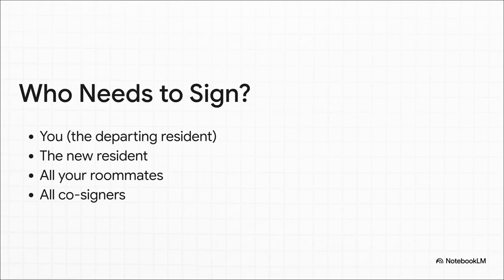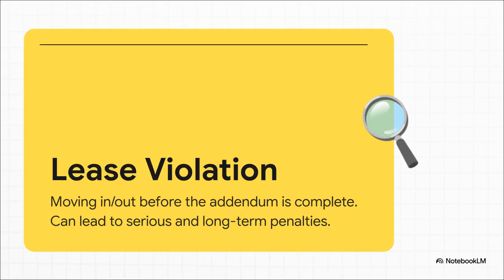And when we say everyone, we mean everyone. Let's break it down. Of course you have to sign. The new resident has to sign. And here's where people sometimes forget. All of your current roommates need to sign. And all of the co-signers on the lease. Every last one. And this is exactly why it's so important. If you move out or if that new person moves in before that addendum is fully signed by everybody, that's a lease violation. And trust me, that can come with some really serious penalties. So please, don't jump the gun.